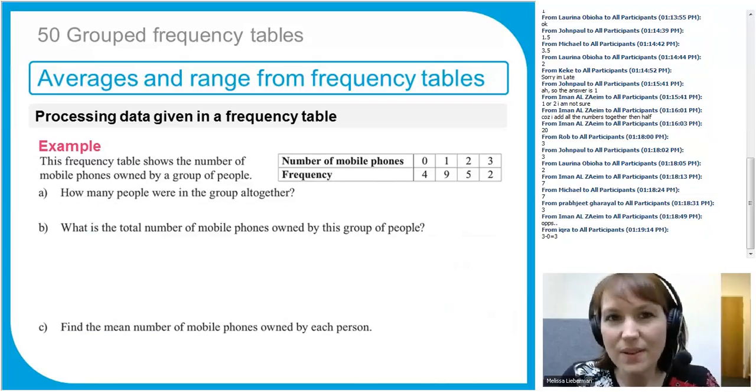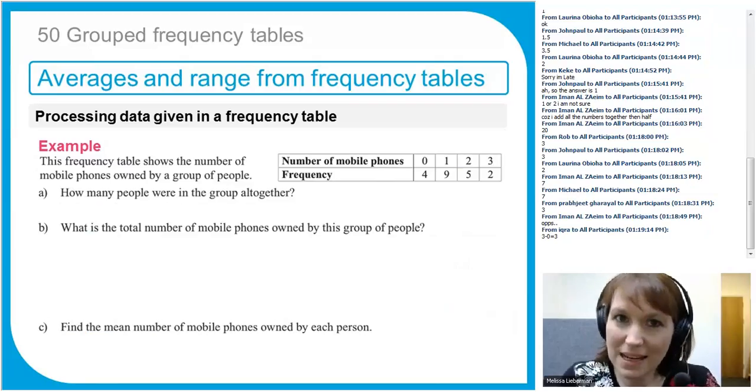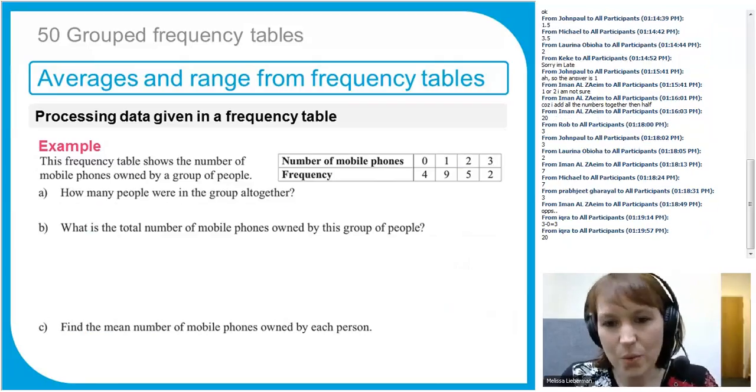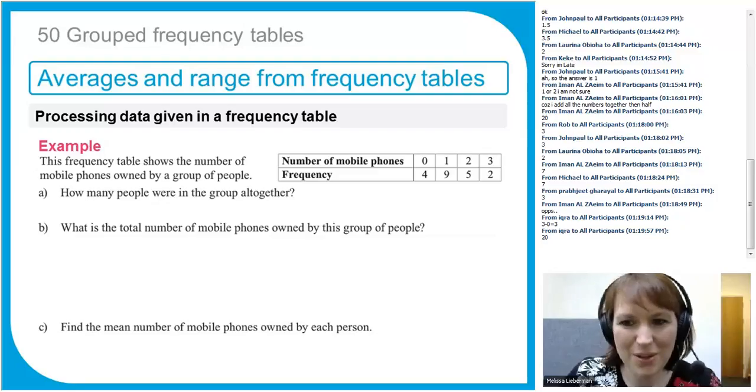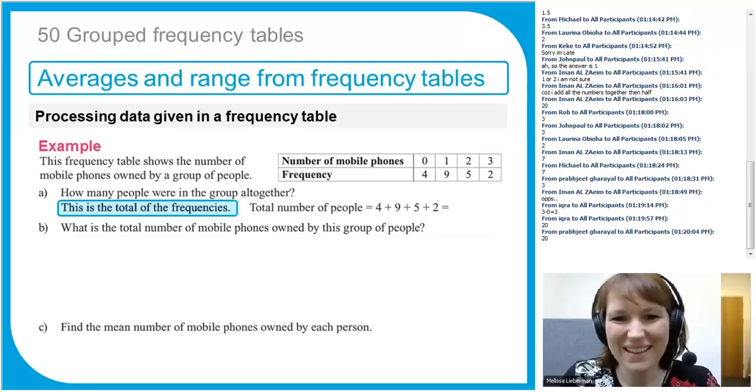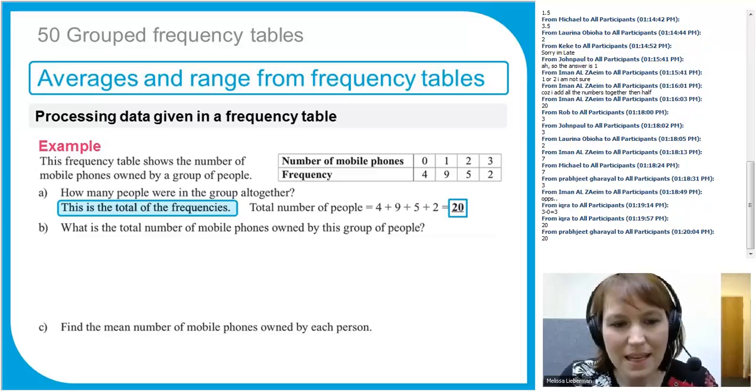So remember, to find the total number of people in the group, if it doesn't tell us in the question, we just add together the frequencies. 4 plus 9 plus 5 plus 2, thank you, Ikra, gives us 20 people altogether. Now part B says, what is the total number of mobile phones owned by this group?